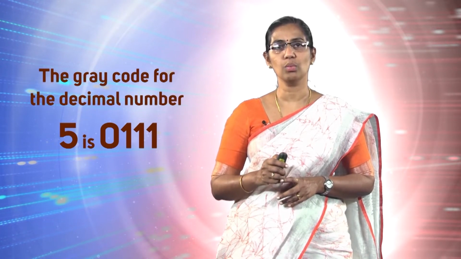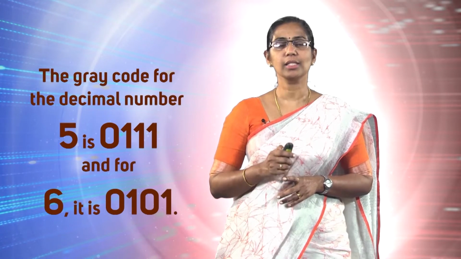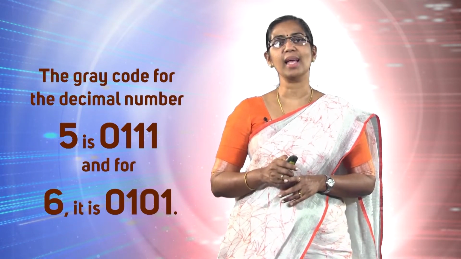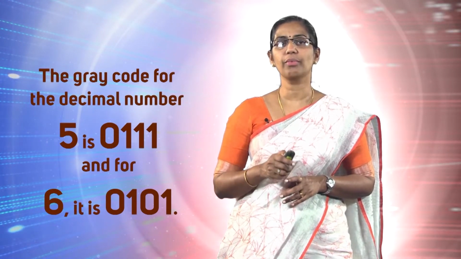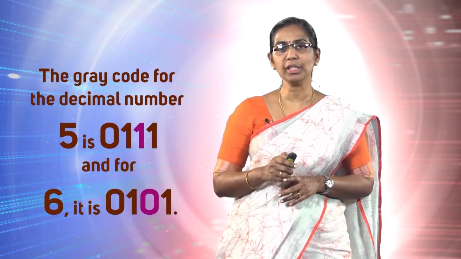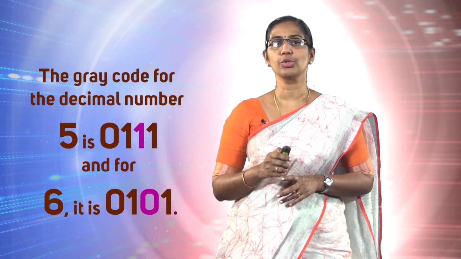Consider an example. The gray code for the decimal number 5 is 0111 and for 6 it is 0101. When we examine these two adjacent codes, we can see that they differ by only one bit position, that is the third bit from left. One is changed to 0. The same is the case between any two adjacent gray codes. This feature makes it prominent in such applications where the chance of errors increases as the number of bit changes in adjacent codes increases.